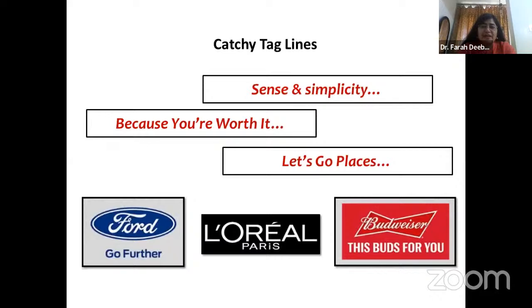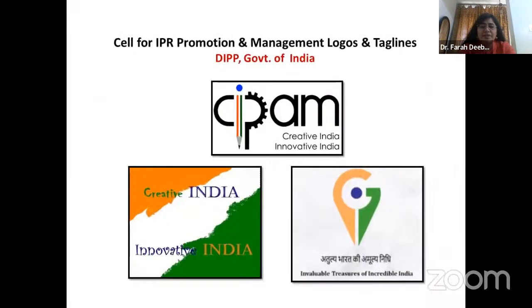And these catchy taglines, sense and simplicity, because you're worth it, for L'Oreal, and let's go places for Ford. So these are the catchy taglines that you immediately will recall as a customer. And even our DIPP has a cell for IPR promotion. They also have created their icons and their logos and their tagline, Creative India, Innovative India, because they want to communicate with us. And the GI tag, which is Atulya Bharat Ki Amulya Nidhi. So invaluable treasures of incredible India.